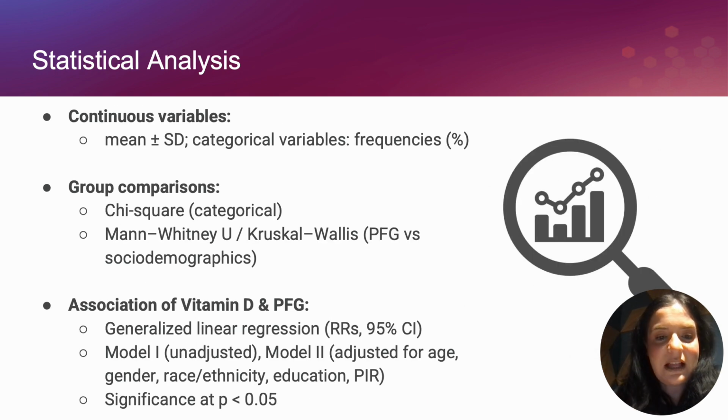For statistical analysis, we used continuous variables as well as group comparisons using the chi-square for categorical data, the Mann-Whitney and Kruskal-Wallis for group differences, and generalized linear regression models to estimate relative risks. Model 1 was unadjusted, while Model 2 adjusted for age, gender, race, ethnicity, education, and poverty income ratio, and our significance was set at p less than 0.05.